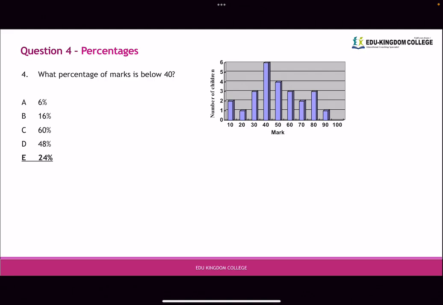For what percentage of marks is below 40? So we have 2 and a third student below 40, and then also 3 people in their 30s. So 6 in total. So 6 out of 25. So 1 on 25 is 4%, but we have 6 of those. 4%. We have 6 of those, so times 6 equals 24%.